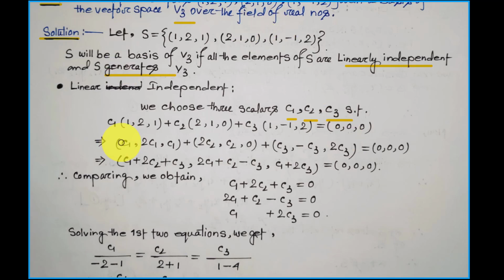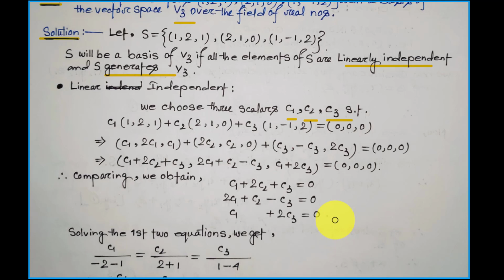This implies C1, 2C1, C1 plus 2C2, C2, 0 into C2 is 0 only, plus C3, minus C3, 2C3 equals 0 0 0, implies C1 plus 2C2 plus C3, 2C1 plus C2 minus C3, C1 plus 0 plus 2C3 equals 0 0 0. Now comparing, we will get C1 plus 2C2 plus C3 equals 0, 2C1 plus C2 minus C3 equals 0, C1 plus 2C3 equals 0. Now we have to find the values of C1, C2, C3.